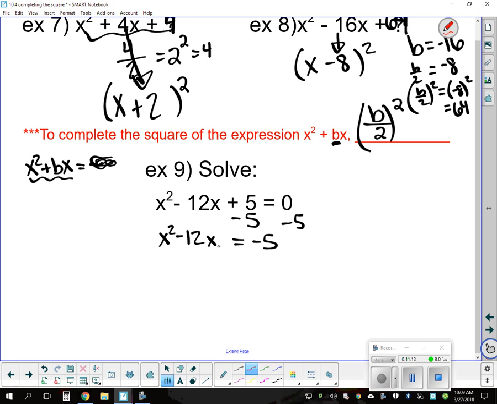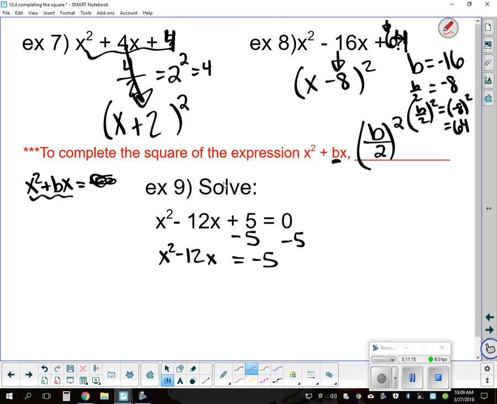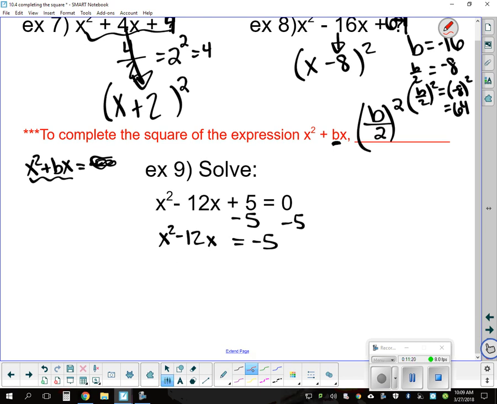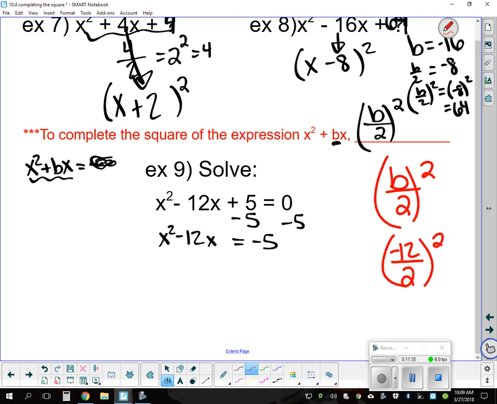Then you're going to find the number, just like we were doing up here, find the number that we have to add to complete the square. The way you find that number is you find your b, you divide it by 2, and you square it. So in this case, what is our b? I already said it, it's negative 12, and then you're going to divide that by 2 and square it. Negative 12 divided by 2 is negative 6. Negative 6 squared is positive 36. By the way, this number should always be positive, because whether you square positive or negative, you get a positive.